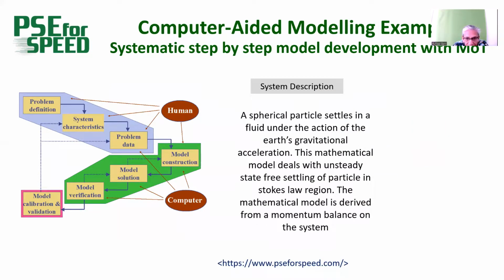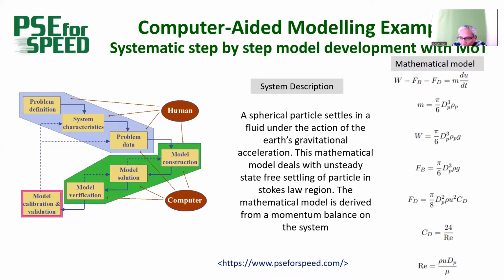The model that will be developed needs a system. So the system description in this example is a simple system where a spherical particle settles in a fluid under the action of Earth's gravitational acceleration. This mathematical model deals with unsteady state free settling of a particle in Stokes law region. The mathematical model is derived from a momentum balance on the system.